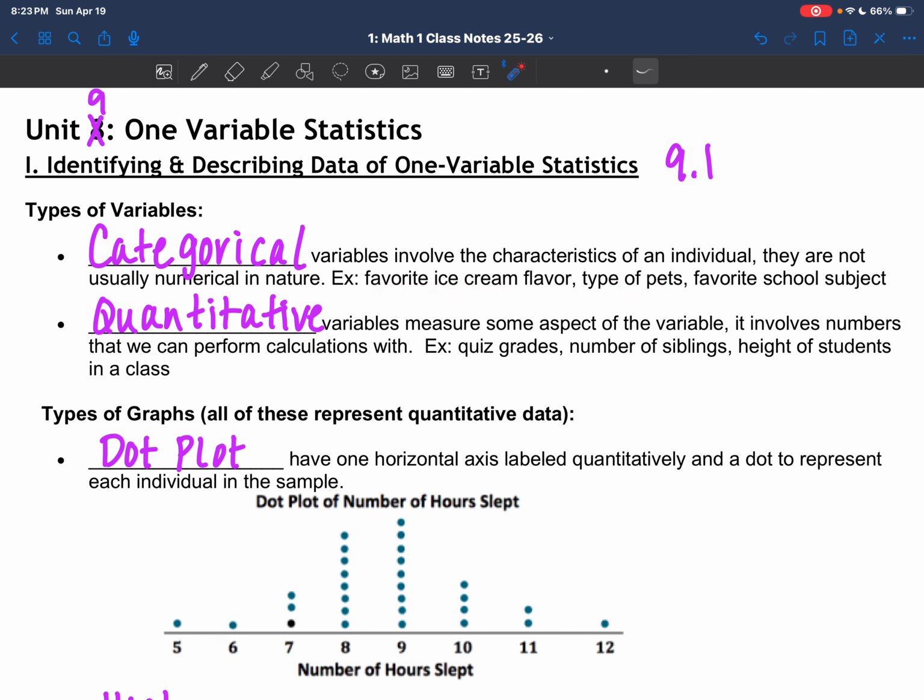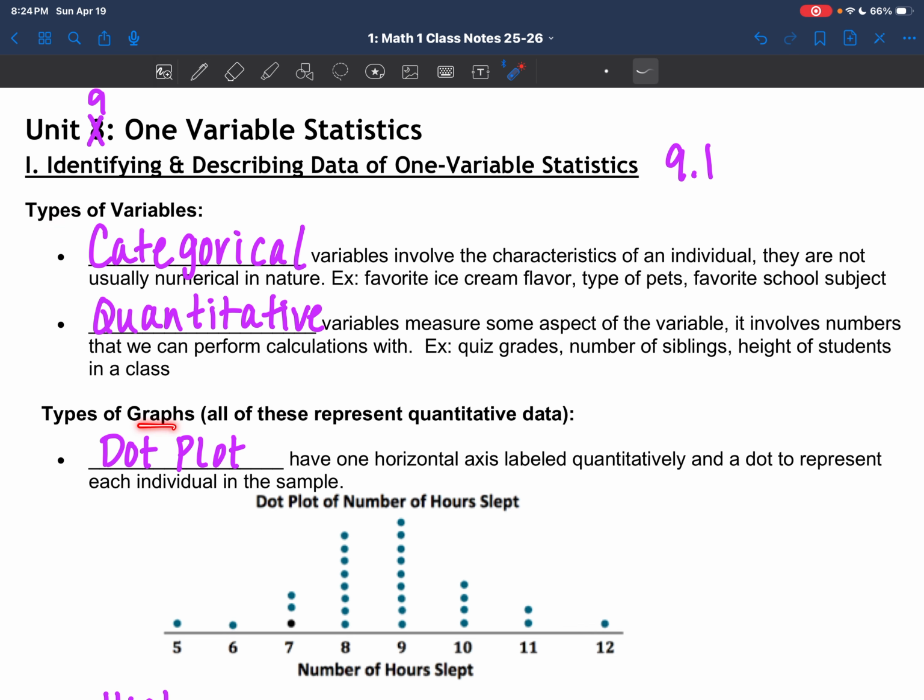And then the next type would be quantitative, and that's variables that measure some aspect of the variable. So it involves numbers that we can perform calculations with. So quantity, that's how I think of that. And examples would be quiz grades, number of siblings, height of students in the class. So those are types of variables.